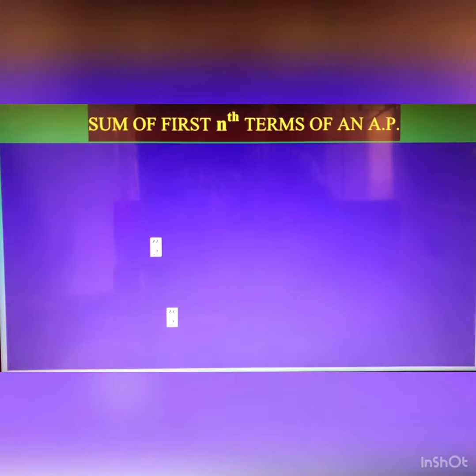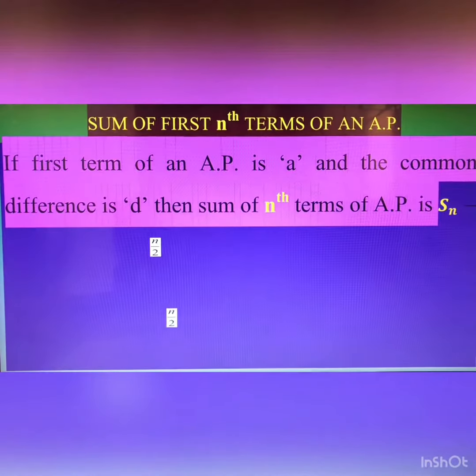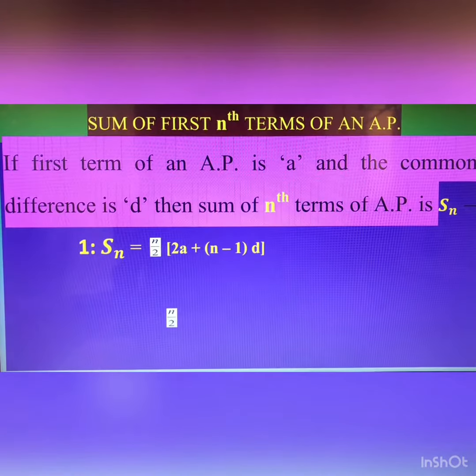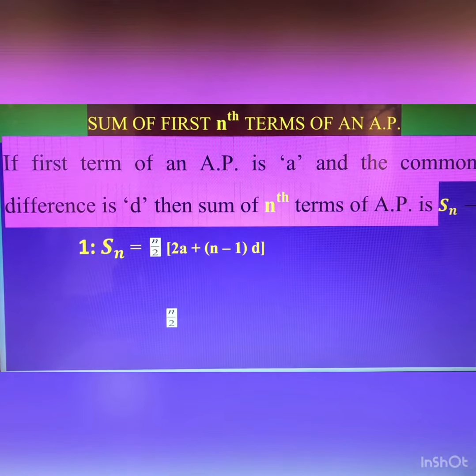Now the sum of n terms of an AP. If n terms are given, then what is the sum of an arithmetic progression? If the first term of an AP is A and the common difference is D, then the sum of n terms of the AP is given by Sn. Sn is given by n by 2 into (2a plus (n minus 1) into d). So this is the sum of n terms of the AP.